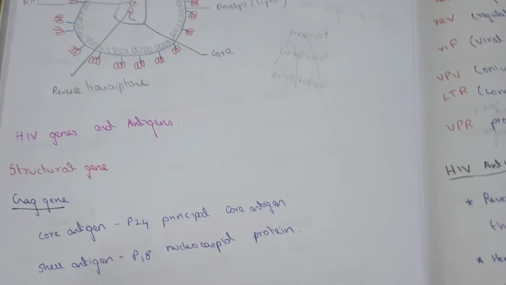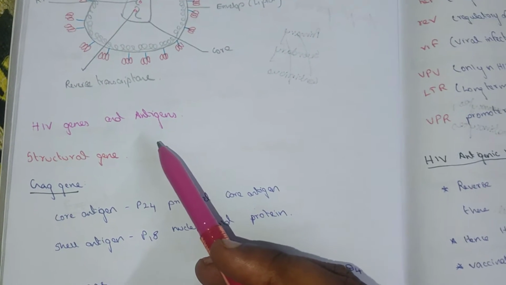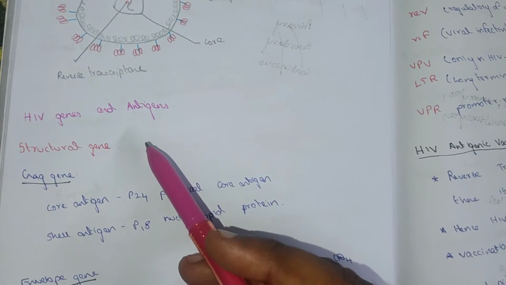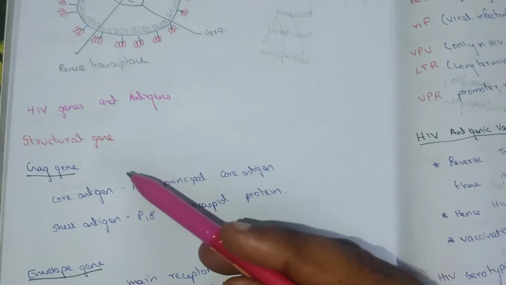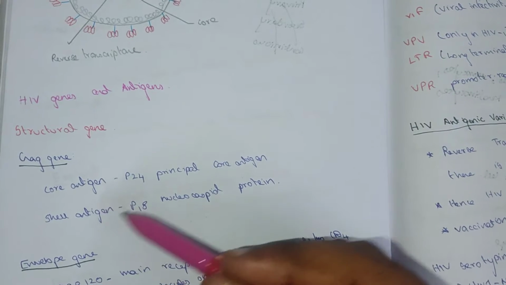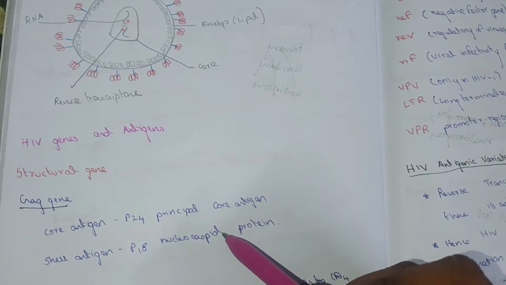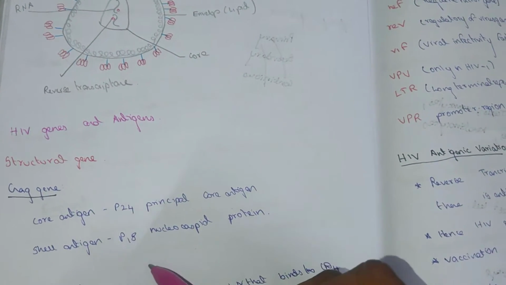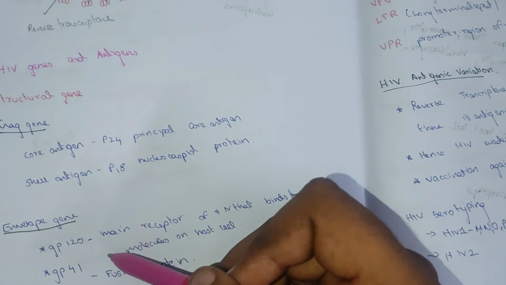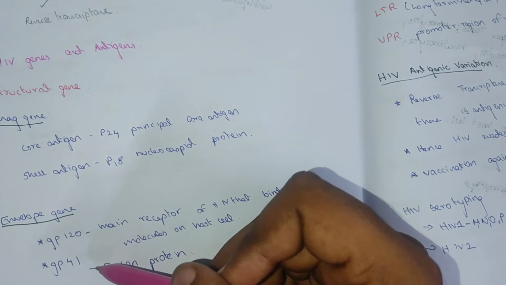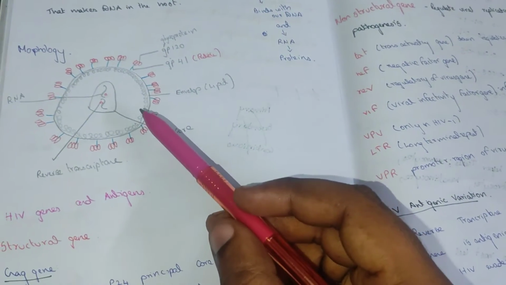Now we are going to see about the HIV genes and antigens. HIV genes are classified as structural genes as well as non-structural genes. In structural genes, the GAG gene is the core antigen, which is P24, the principal core antigen, and the shell antigen is P18, which is a nucleic acid protein. Envelope genes, GP120 as well as GP41, are envelope genes. They are known as envelope genes because they are present over the envelope.